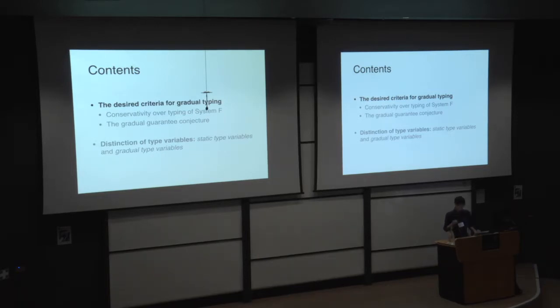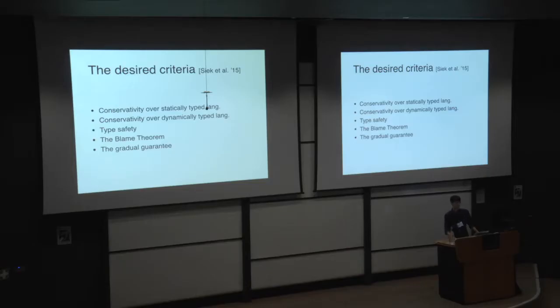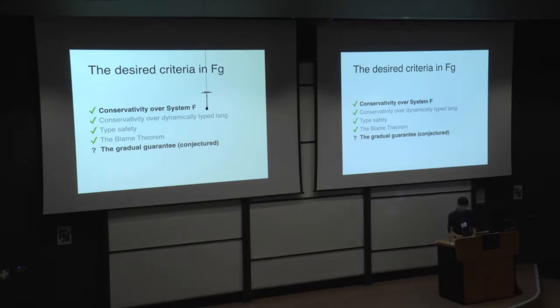And you should note that in this section, we mainly focus on the source language, System FG. Then, generally speaking, the desired criteria consist of five properties. We should design our gradually typed language so that all the criteria are covered. In our case, we proved almost all the desired criteria except for the hardest property, the gradual guarantee. And especially the first and the last properties require non-trivial devices. So I'd like to explain these properties and the key ideas.